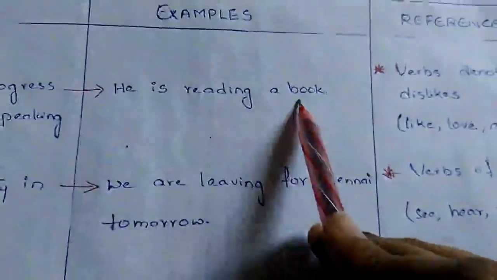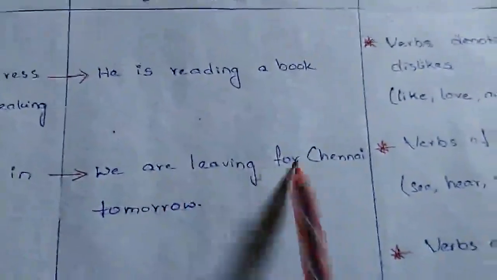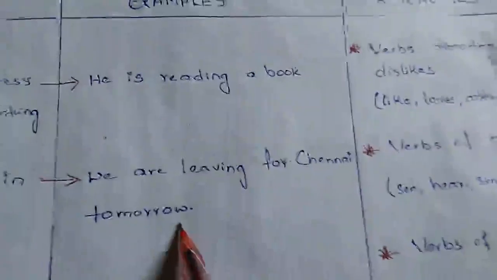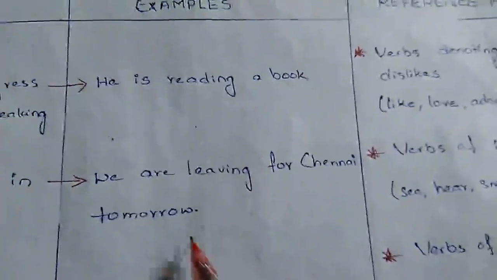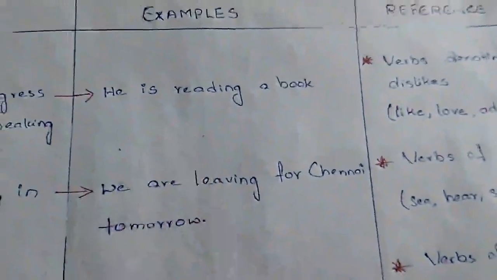He is reading a book. That means the action is in progress. We are leaving for Chennai tomorrow. That means you have planned a trip for Chennai tomorrow. So these two are the uses of present continuous.